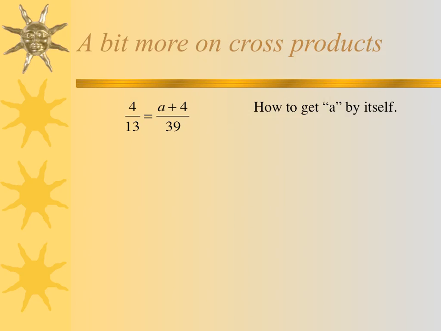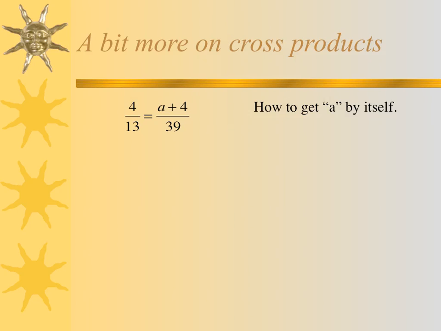In this section, we're going to learn how to use cross products to solve equations. So here's an example of an equation where cross products will help us. The original equation is 4/13 equals the quantity a plus 4 divided by 39.